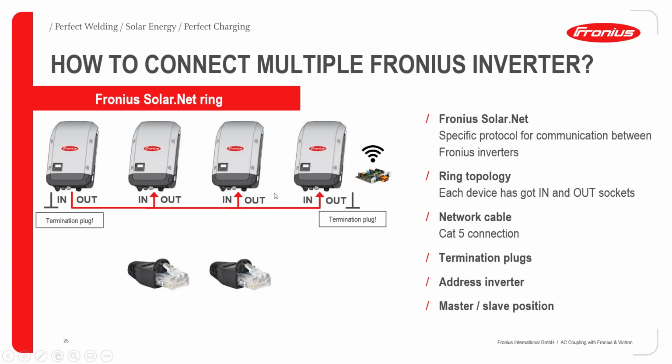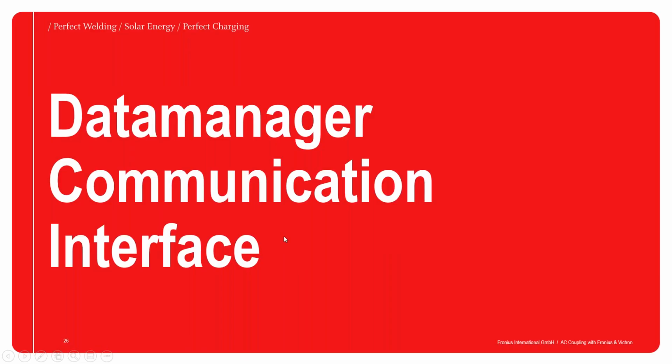So once this is done, please ensure that only one data manager is turned on. If there are other inverters that have the data manager, please ensure that they're all in the off position, what we call the master and slave position. So the master is the on position and the slave is the off position. Please ensure that this is done to ensure seamless data communication between the Fronius inverters.